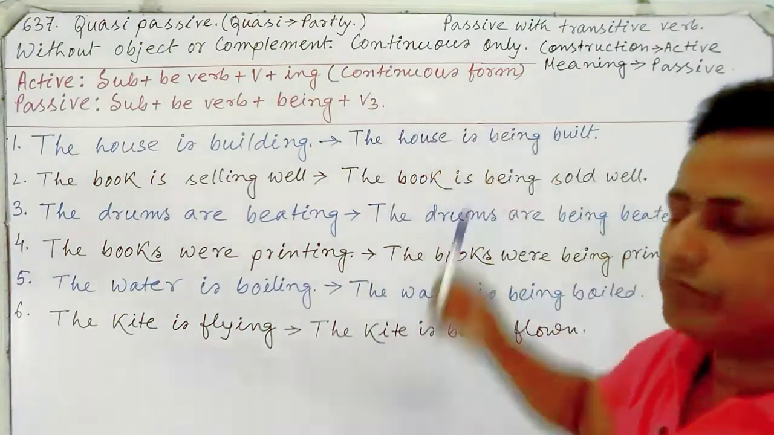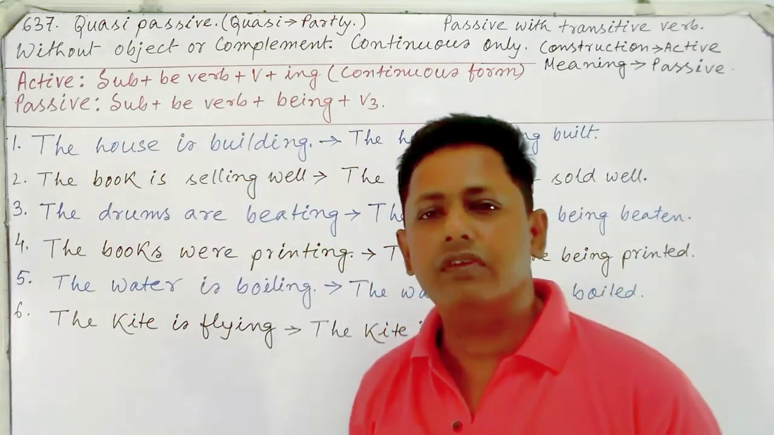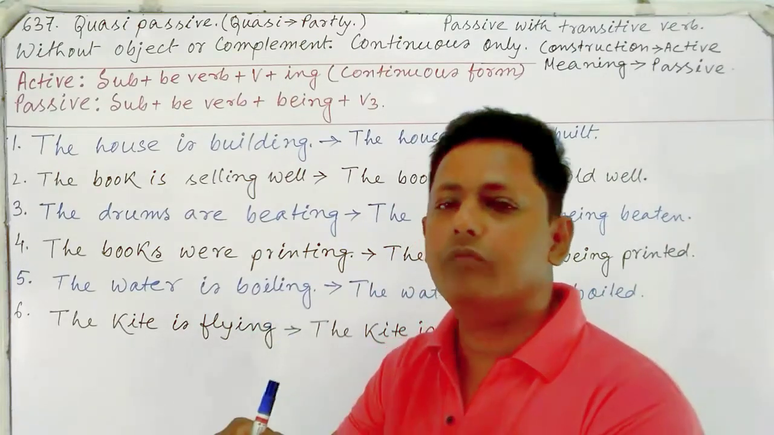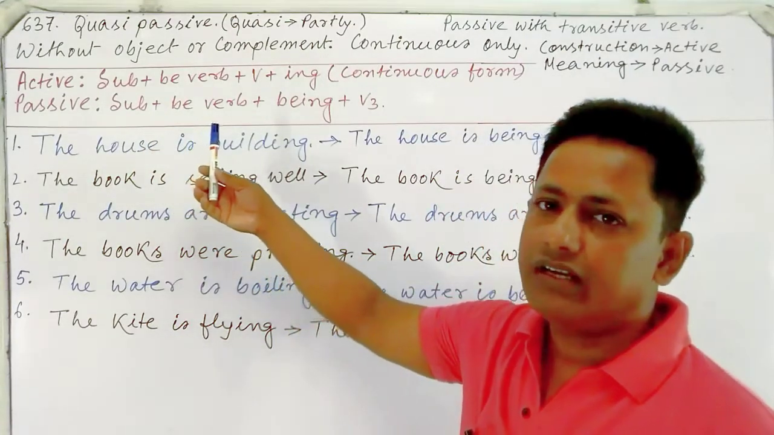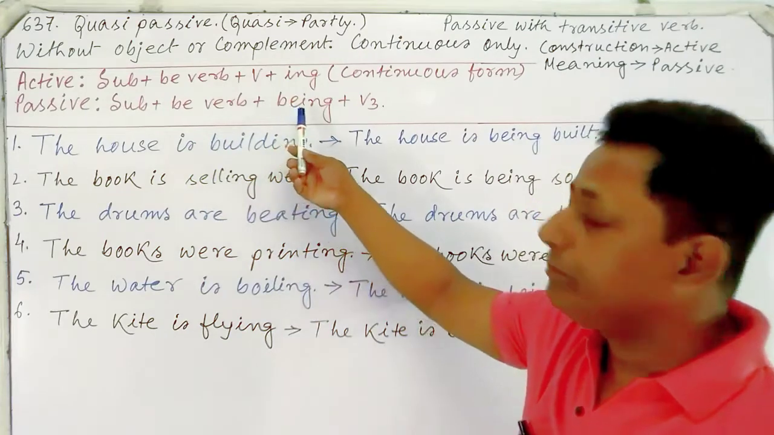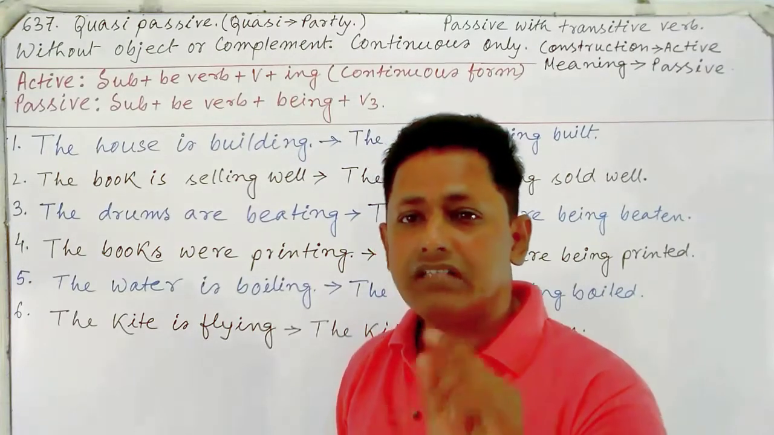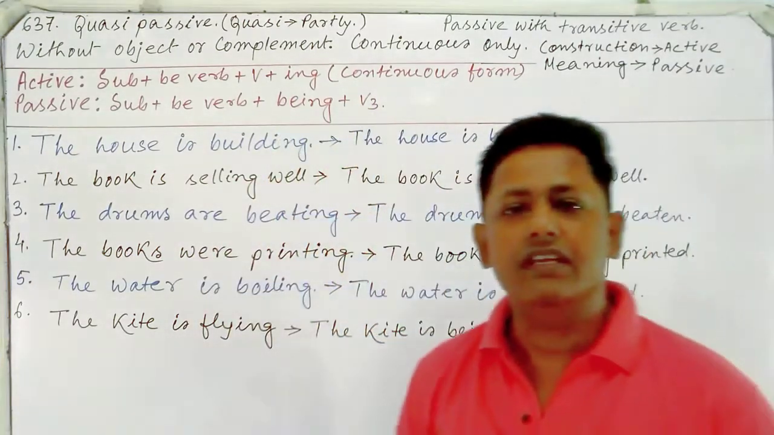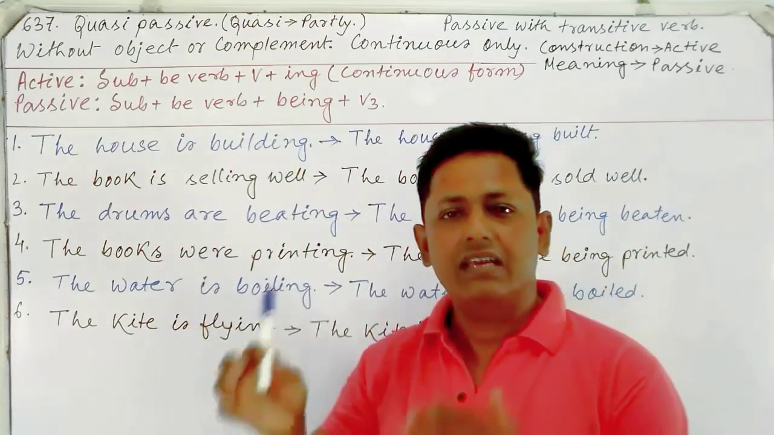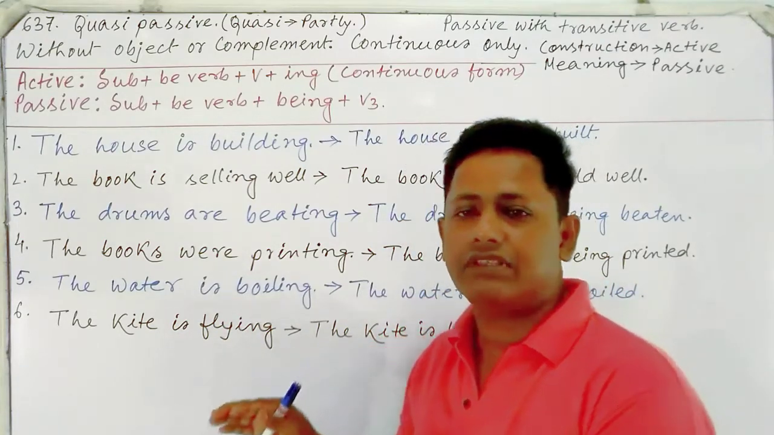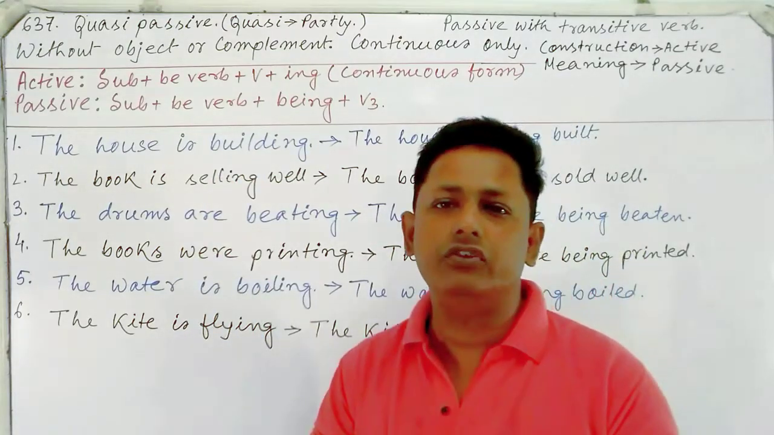These are the continuous forms. Now let's see the passive construction. Subject and then be verb. It means the same subject and the same be verb will be written once again. Subject, be verb, that means am, is, are, was, were, and shall be, will be, may be. Then being. You know, in passive sentences, if the tense is continuous, we must use being. And then V3, the past participle form of the verb. So, we got the active and passive constructions. Now, let's see the examples. The examples will clear everything.